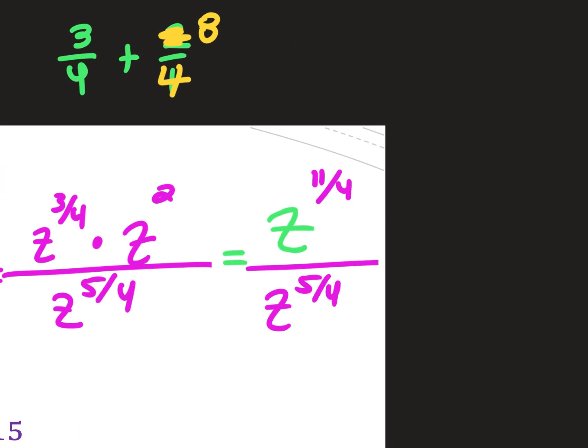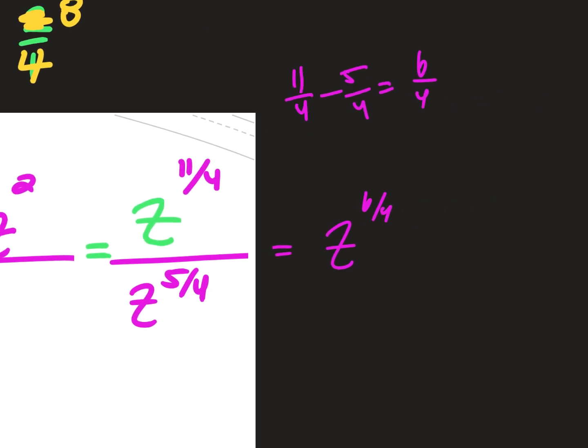All right, now what do we do? Same base. So we rewrite the base and do what to the exponents? Subtract. What's 11/4 minus 5/4? 6/4. You get this far. It's a 10-point question. You have earned 8 or 9 out of the 10. What are we missing? Simplify. What's 6/4 the same as? 3 over 2.